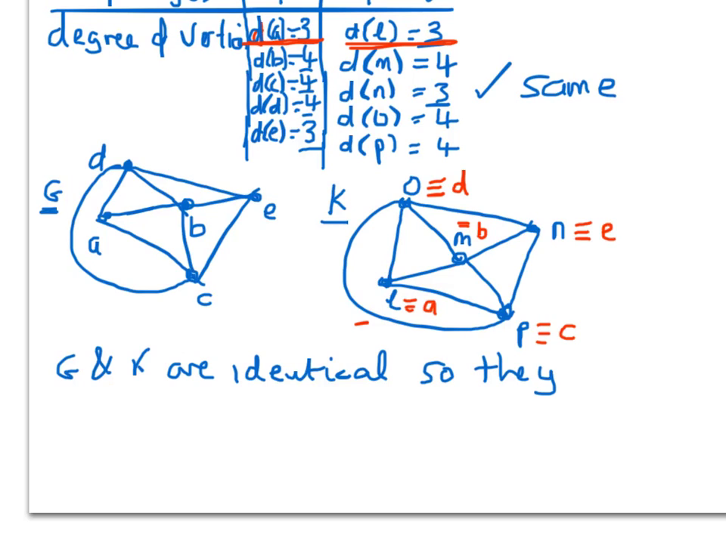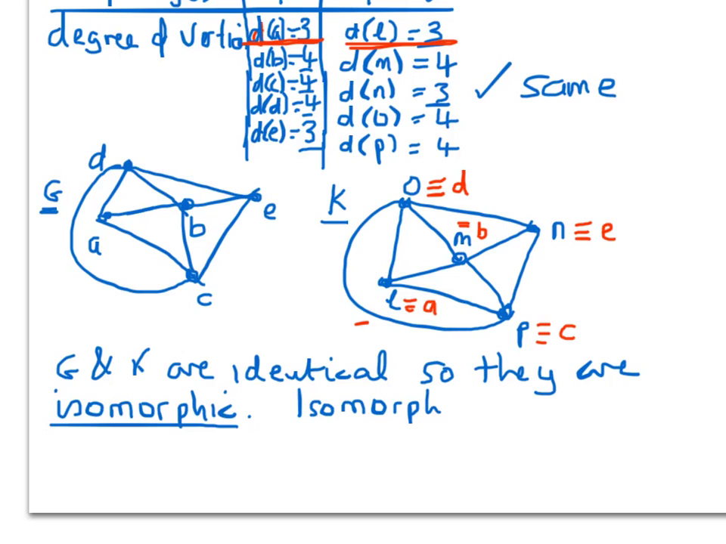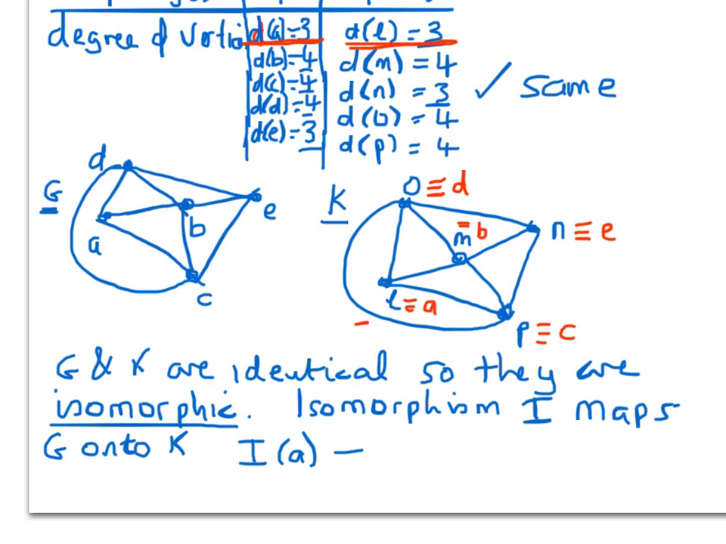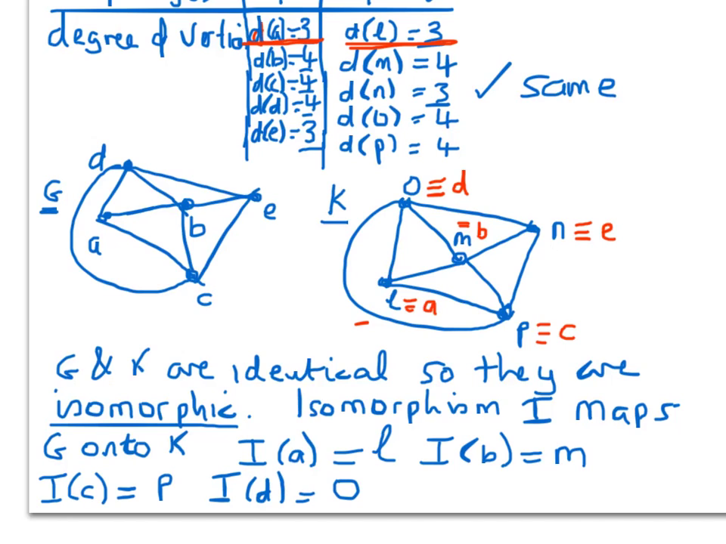So they are isomorphic. Okay, they are isomorphic, and the isomorphism, let's call it I, what it does is it maps G onto K in such a way that the image of, let's say, the point A under the isomorphism I is equal to L. The image of the point B under the isomorphism I is equal to M. The image, and I'll go to the next line, of C is equal to P. The image of D is equal to O. And lastly, the image of E is equal to N.